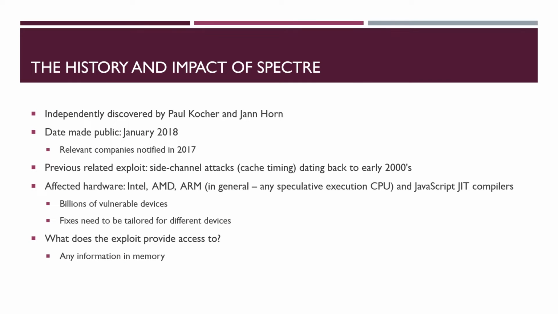First off, let's talk about the history and impact of Spectre. It was independently discovered by two groups of people, actually: Paul Kocher, working alongside some others, and Jann Horn, working with Google's Project Zero. It was made public in January of 2018. However, of course, the affected hardware companies were notified in 2017 so that they could have time to actually address the vulnerability.